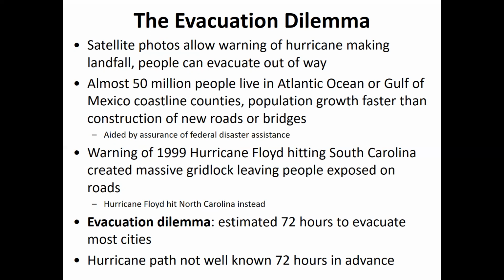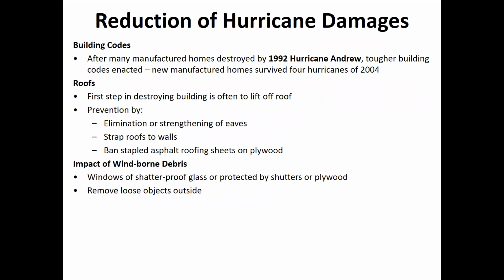And so the dilemma for evacuation is that it's estimated 72 hours to evacuate most major cities. However, the hurricane path is not well known 72 hours in advance. So there's often not enough time to completely evacuate a large metropolitan area. Once we have a good idea of where the storm's going to make landfall, there's often not enough time to evacuate a large metropolitan region. So there's other ways of mitigation.